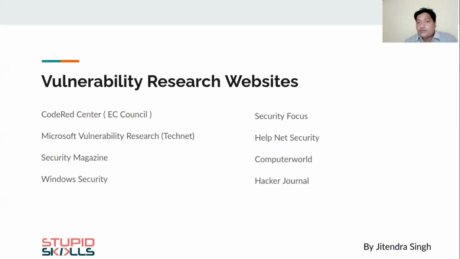Then to research on vulnerabilities, I've listed some websites and magazines that you could go through. Try to read them on a regular basis and combine it with the knowledge that you acquire in this course. So you have Hacker Journal, Computer World, Help Net Security. From EC-Council, you have Code Red Center. Then you have SecurityFocus. There are some that I have not mentioned yet, and if we form some kind of a group, then I will mention those also.